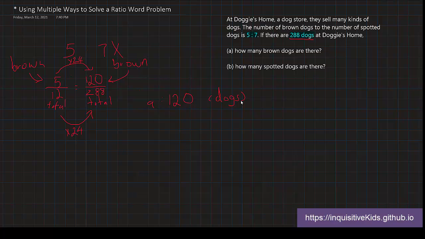So for B, we only have to subtract 120 from 288 dogs. And that would give us 168 dogs.